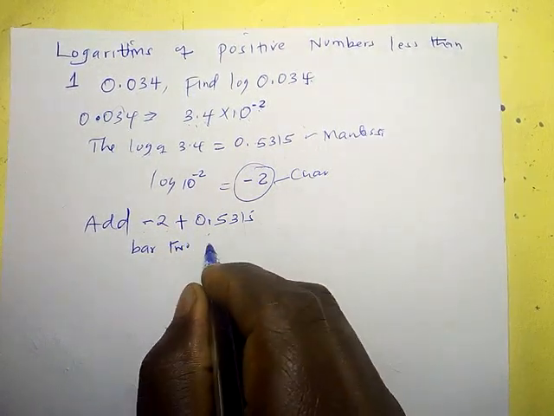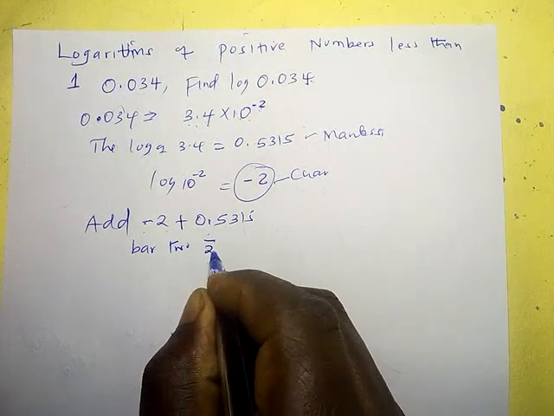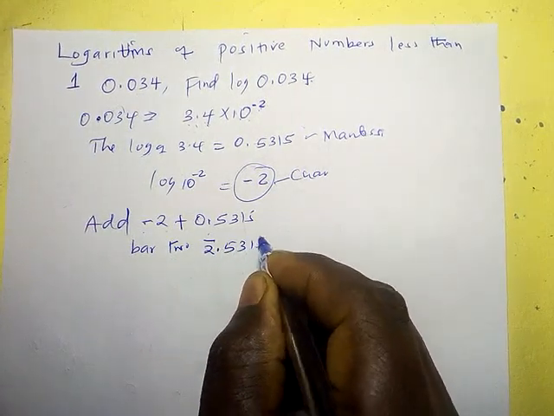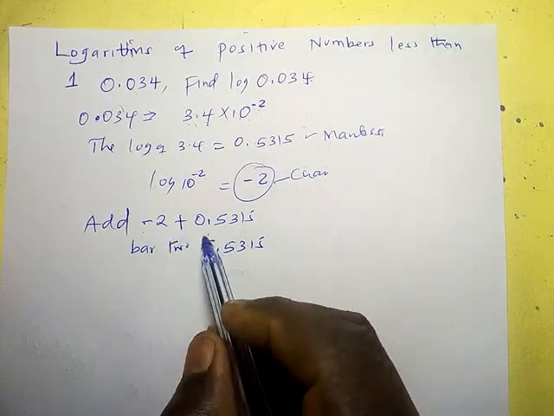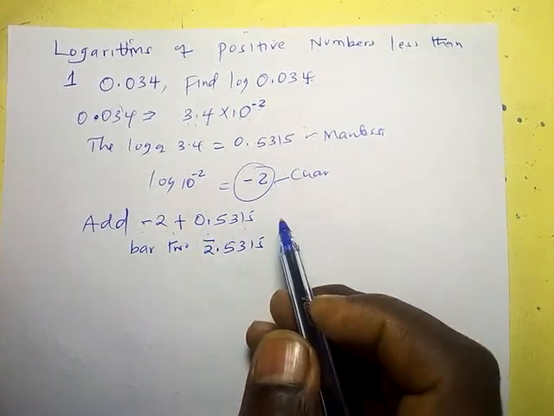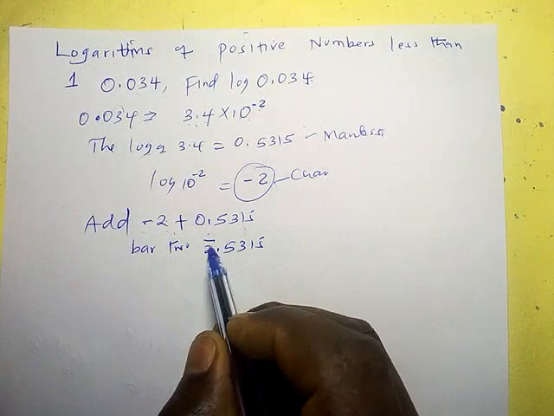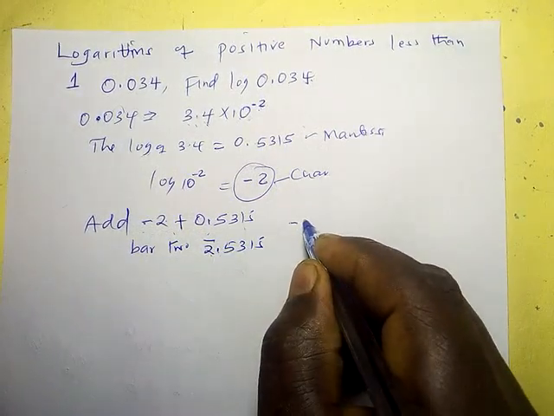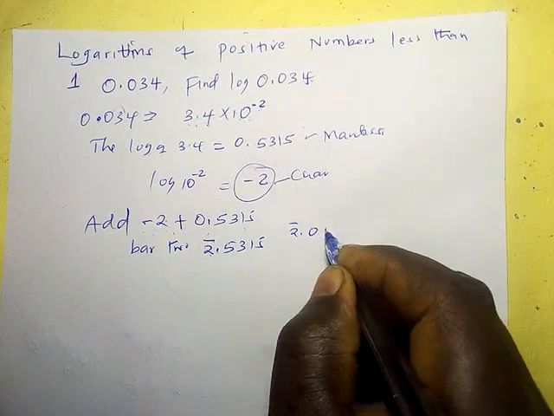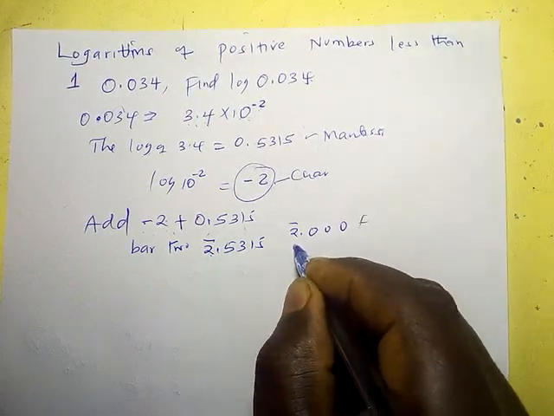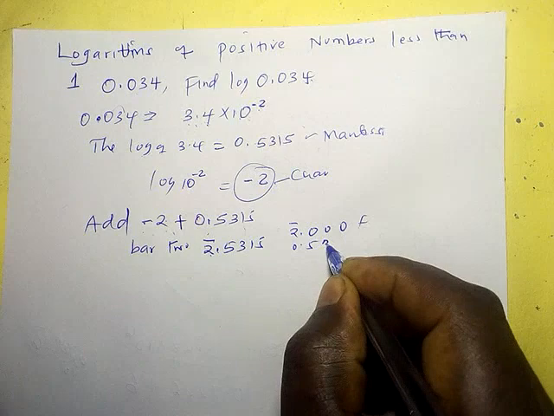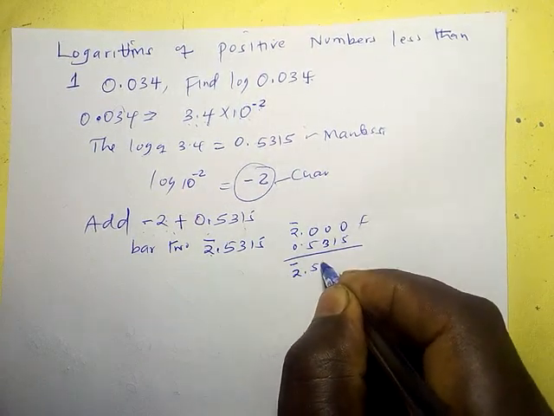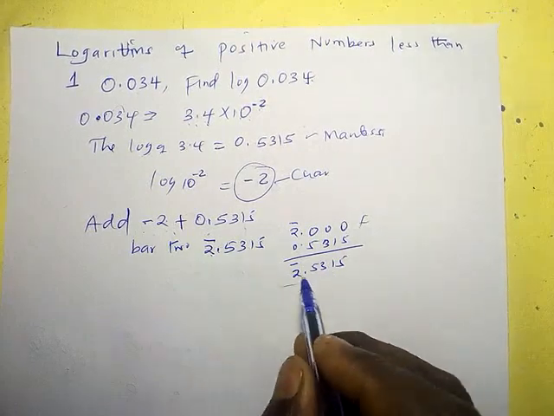We usually write it like this, bar 2, right? 5315. You don't add negative 2 to a number. No, it is called bar, and it is a characteristic. Therefore, it is bar 2.5. So it is bar 2.000 plus 0.5315, and that gives you bar 2.5315. So that's how you do it.